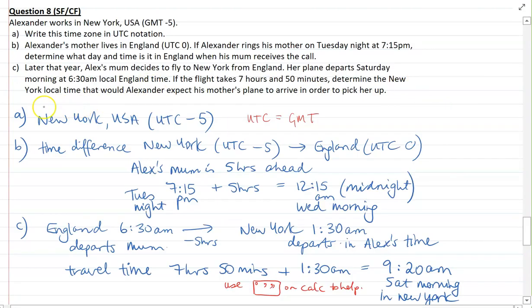Okay, so hopefully you recall that UTC is essentially the same as the GMT. So all you needed to do was write UTC minus 5.